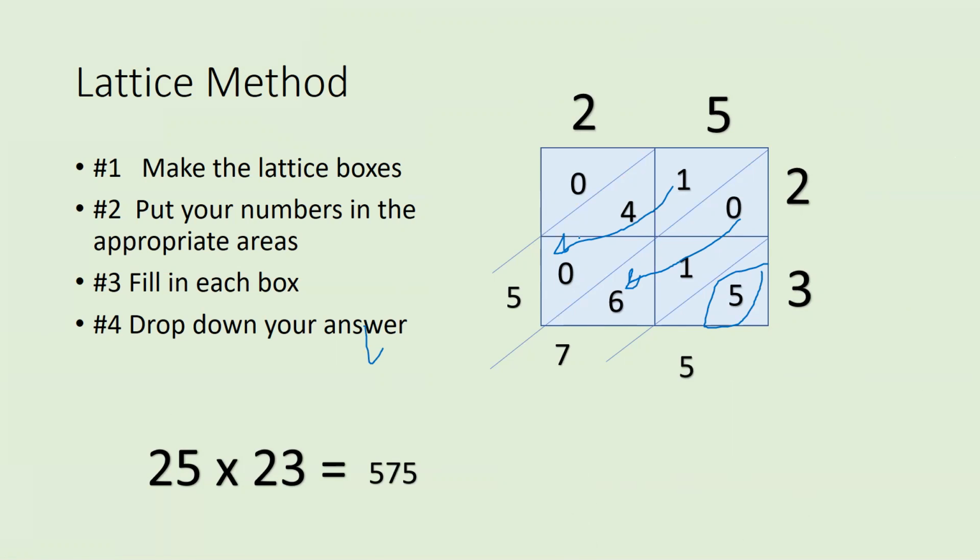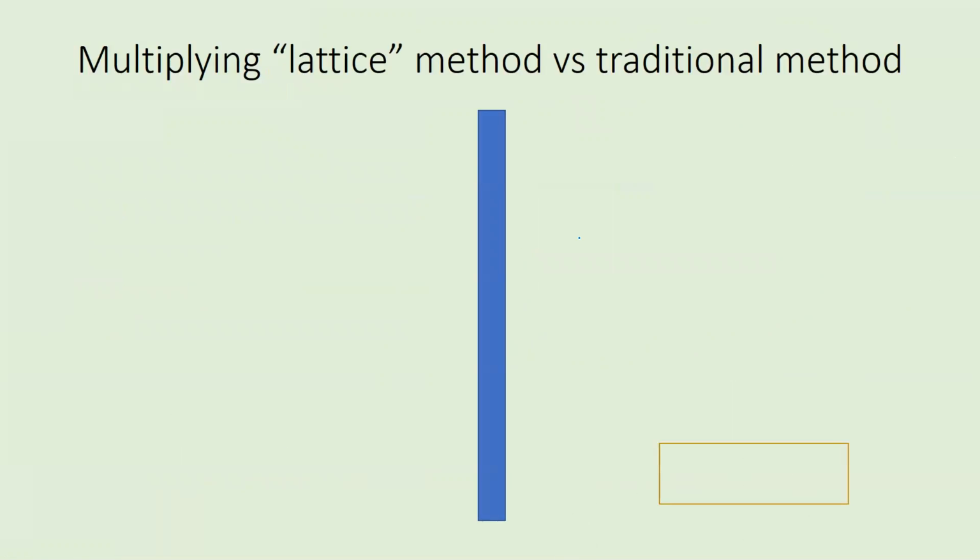And that's it. Now let's compare the lattice method to the traditional method. So once again, we will use 25 times 23 for both. The traditional method. First, let me just explain to you. Let's pretend that you've never seen the traditional method. If someone explains to you how to do this, they say, okay, take the 3, multiply it by the 5. If you get a double-digit answer, make sure you put the first digit up here and then the second digit down here.